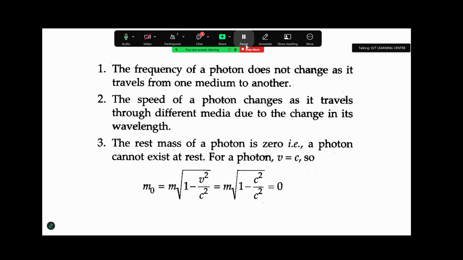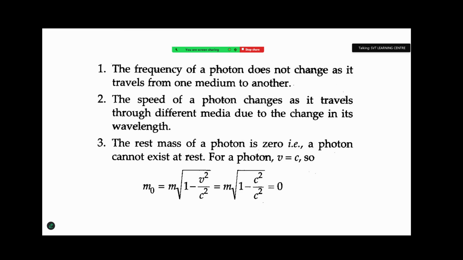The frequency of a photon does not change as it travels from one medium to another. That we know, light's frequency does not change when it goes from one medium to another. The speed of a photon may change as it travels from one medium to another.